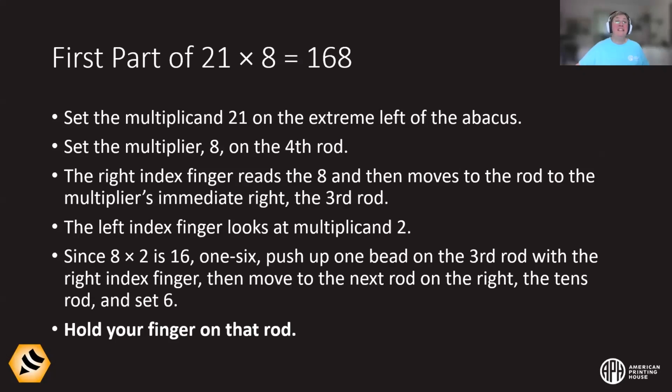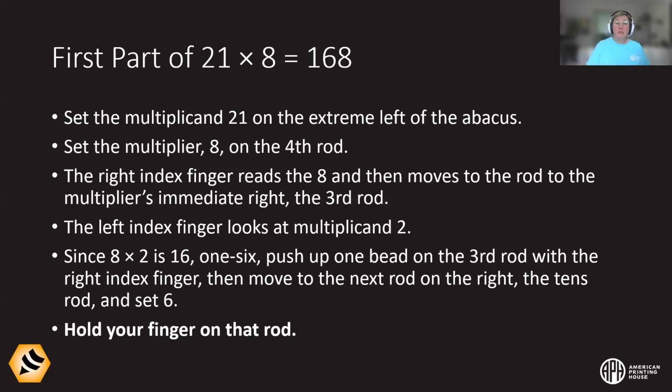Let's do one that has a number in that second column. We're going to do 21 times 8. 21 times 8 is 168. We're going to set the multiplicand of 21 on the extreme left. A 2 goes on the most extreme left, and the 1 goes 1 column to the right of that for 21. The multiplier 8, we would state 21 times 8. We'd land on the 4th rod, and we'd set the 8.